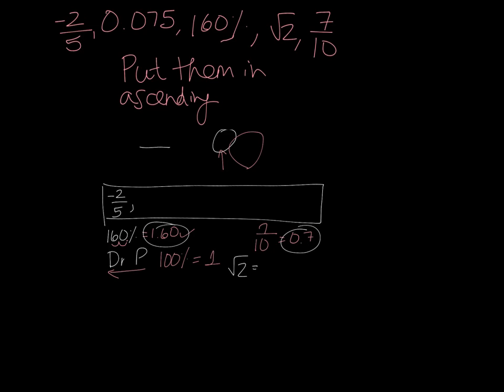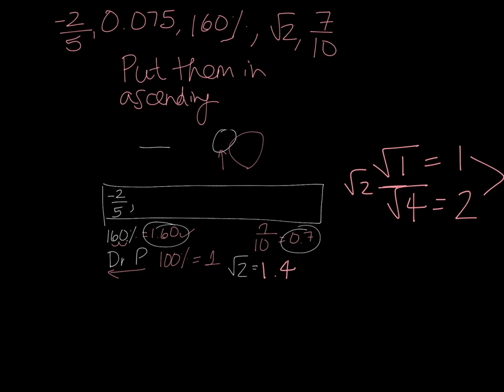Okay, so square root of 2, number sense. I know square root of 4 equals 2. I know square root of 1 equals 1 because 1 times 1 is 1, right? So 2 must be in between there. Square root of 2 must be in between here. It'll probably be somewhere in between, okay? So I'm going to say it's going to be about 1.4 or so. Okay? That's what you do with number sense.